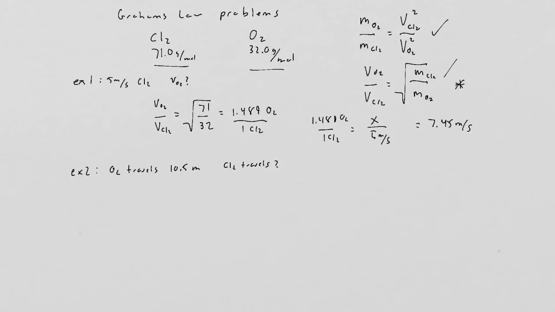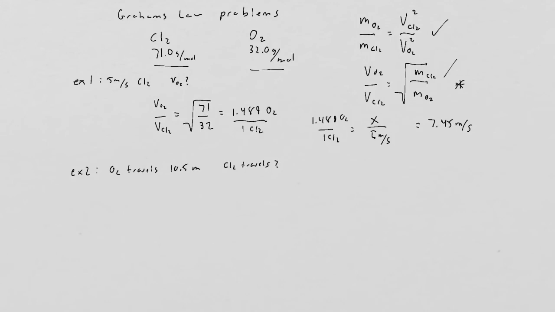Honestly, if you just want to multiply it out, as long as you understand what's going to happen, clearly the oxygen is going to be moving faster than the chlorine. And if you accidentally divide it, you'll get a smaller value, which would not be sensible given our understanding of masses at the same temperature and how fast things move.